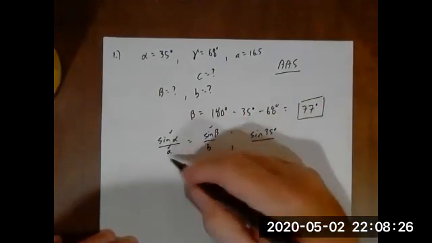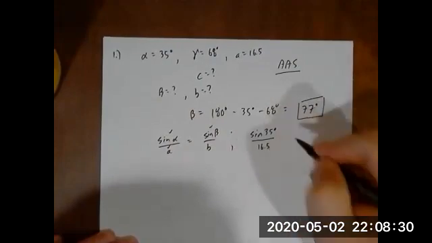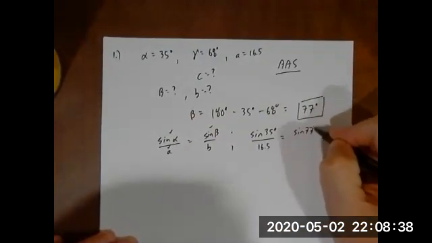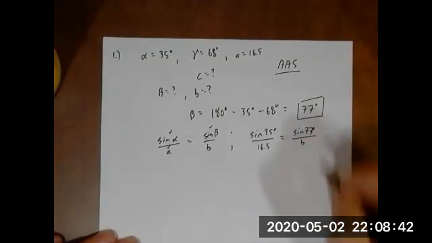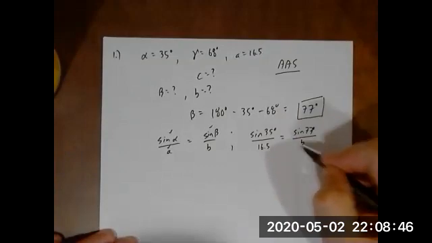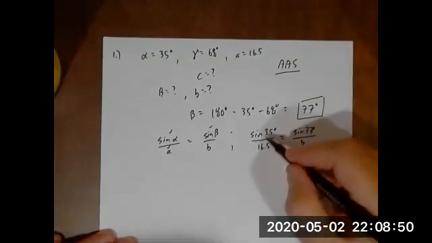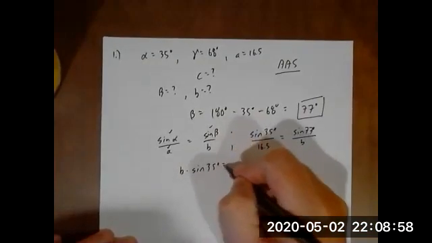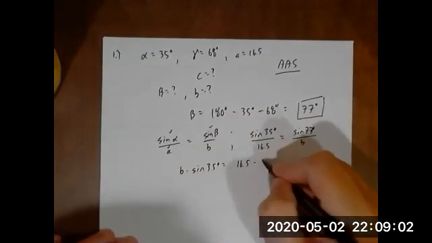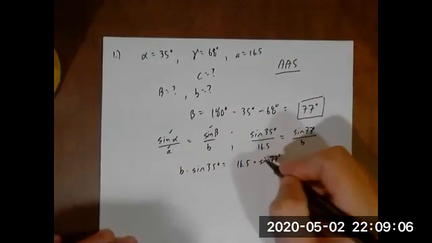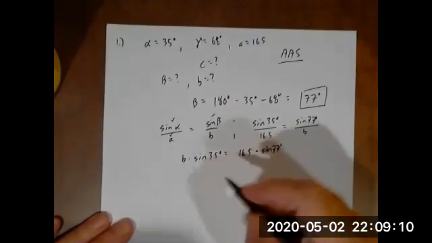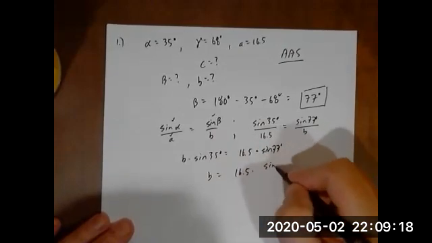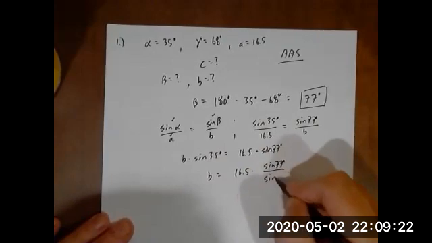Sine of alpha, sine of 35 degrees over side A, which is 16.5. Sine of beta, I just found beta to be 77 degrees. So sine of 77 degrees over side B. Easiest thing to do here is to cross multiply whenever you have 2 fractions equal to each other. A lot of people like to cross multiply. So when you do that, you get B times sine of 35 degrees equals 16.5 times sine of 77 degrees. If I want to solve for B, get B by itself, I need to divide both sides by sine of 35 degrees. So I end up with 16.5 times the sine of 77 degrees over the sine of 35 degrees.